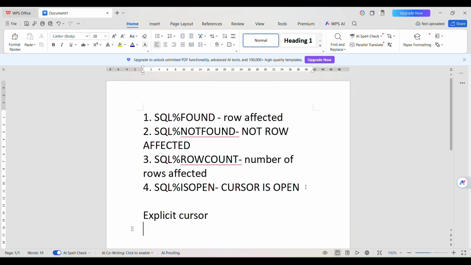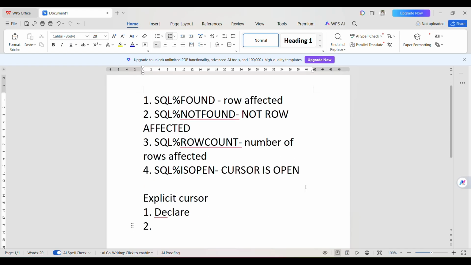So the programmer will follow four main steps. First one is declare cursor. First we declare the cursor and specify the SQL query. Then second one is open. Next we open the cursor. This executes the query and prepares the result for processing.